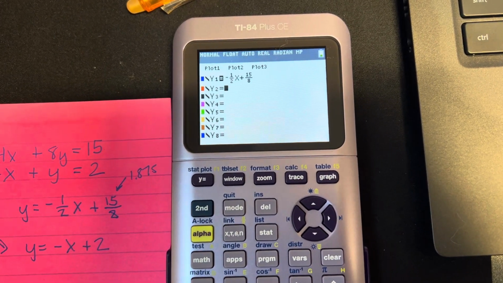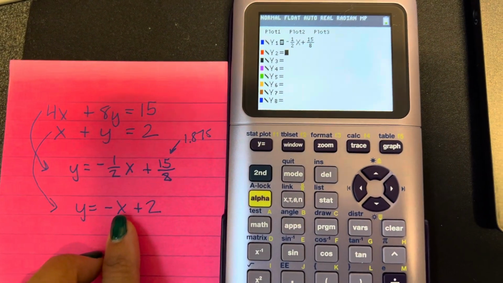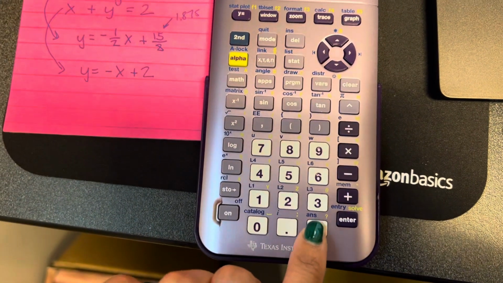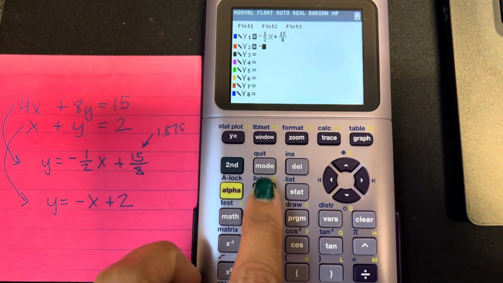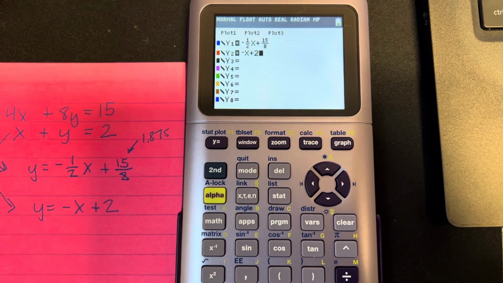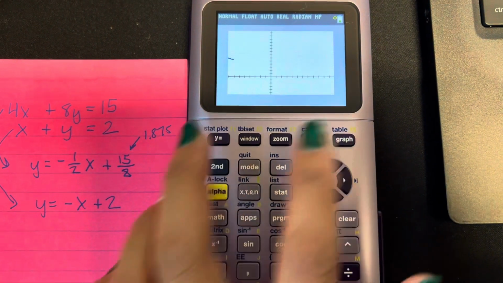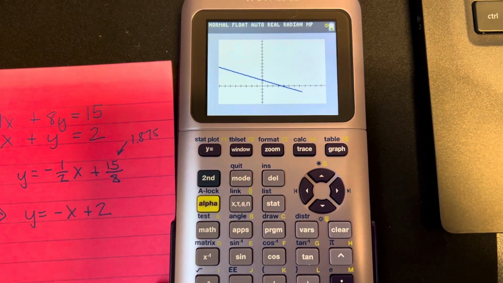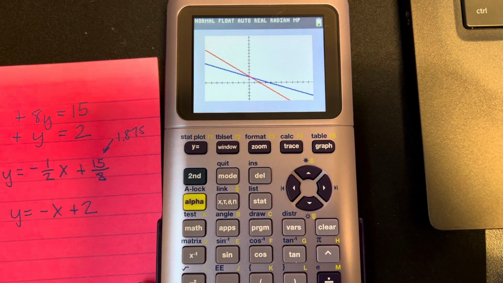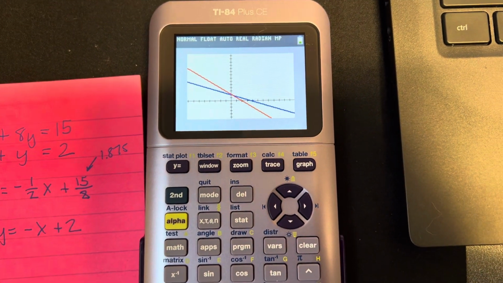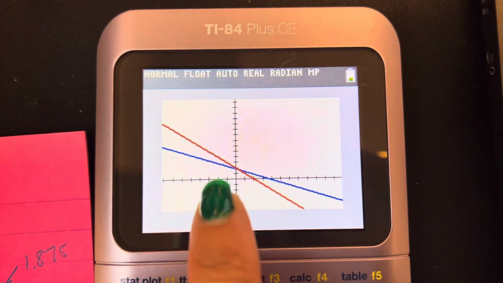All right, now we're going to look at our second one, which is negative x. So again, I'm using this negative button, negative x plus 2. And then we're going to press graph. And now we get a nice little graph that shows us where they intersect. But it's a little hard to get exactly what this point is.